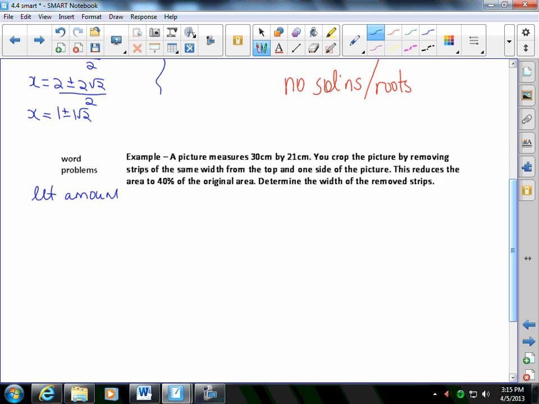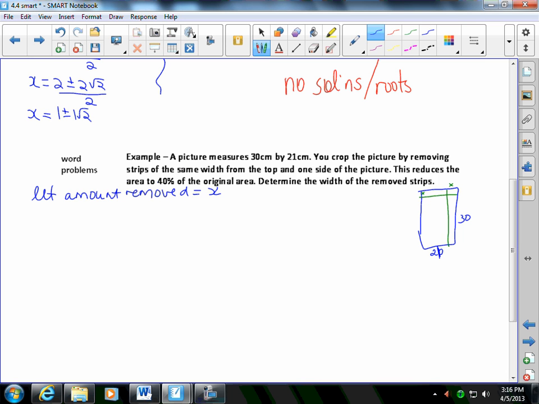So if we let the amount removed equal x. So my original picture here was 21 by 30. And what they're saying is you're taking off this amount here and then this amount here. So these both have widths of x. So that's what it looks like. So we know our original area, whoops, that says 20, it should be a 21.